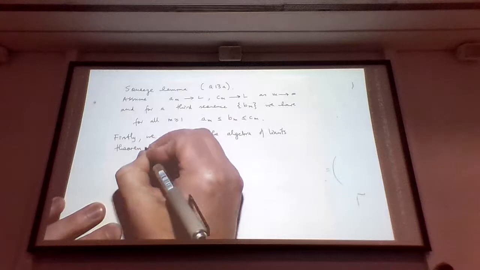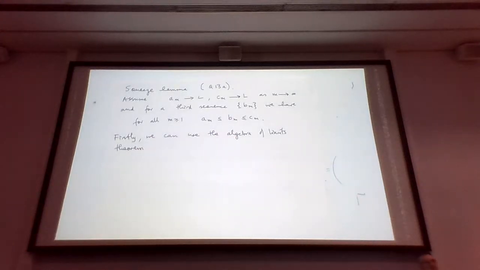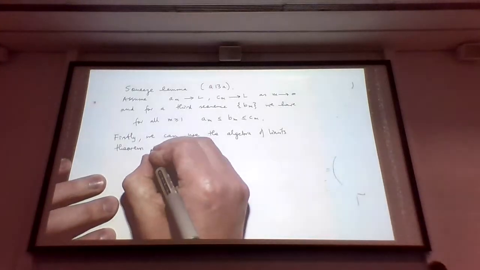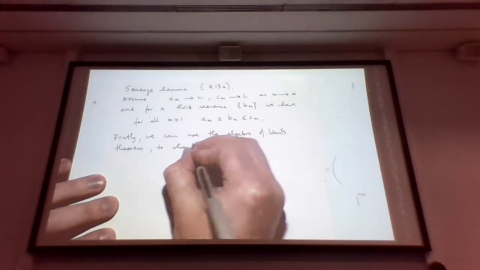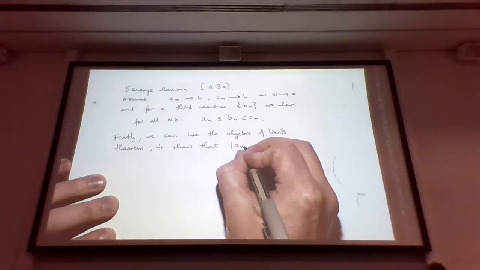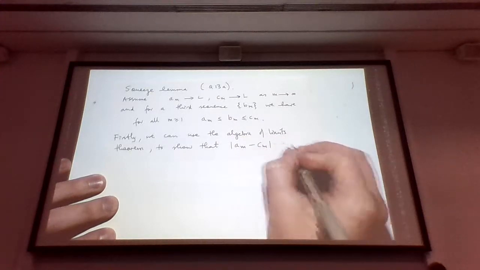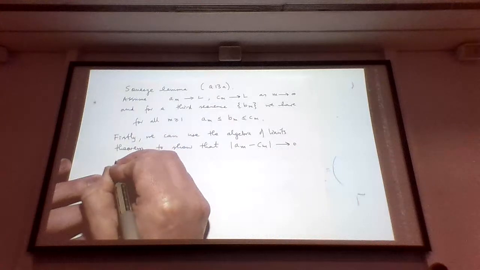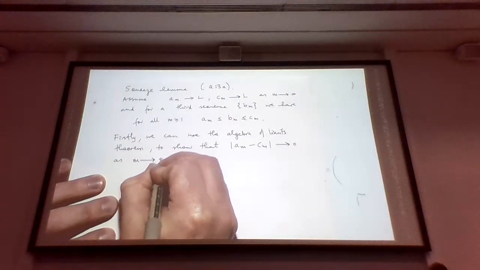When you're constructing these theories and building up these proofs, it's always a good idea, rather than always going back to first principle arguments, if you can make use of the things you've already proved, then that's quite an efficient way to work, and it makes use of what you've done. So we can make use of the algebra of limits theorem to show that the absolute value of am minus cm is actually convergent to 0 as n tends to infinity.